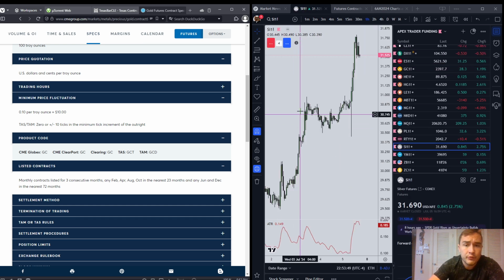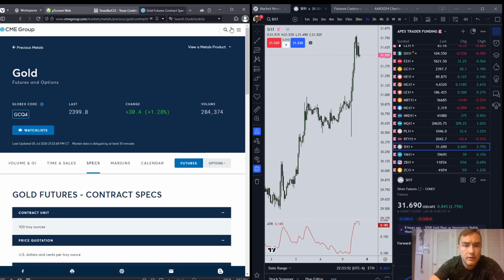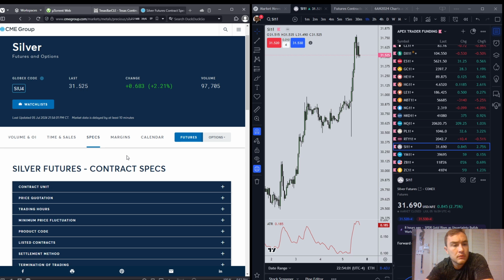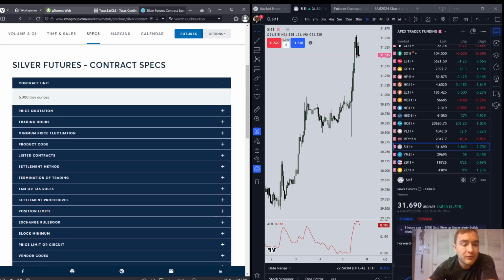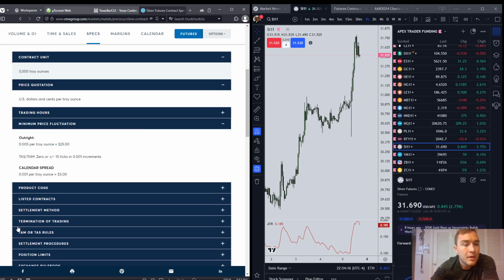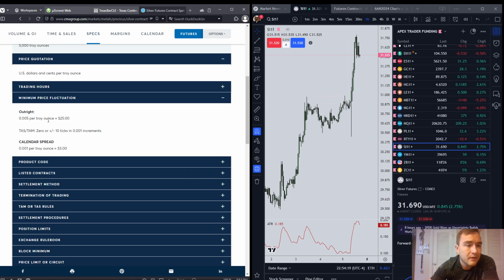Okay, guys, now silver futures. Silver futures are a very, very interesting product. Contract specs: contract unit, 5,000 troy ounces. Imagine that, you're trading 5,000 troy ounces of silver. On the SI, guys, price quotation is US dollars and cents per troy ounce. Minimum price fluctuation, guys, every tick is 0.005. That is half of one cent per troy ounce, which is $25. So silver is a big, big, big contract, very highly leveraged.